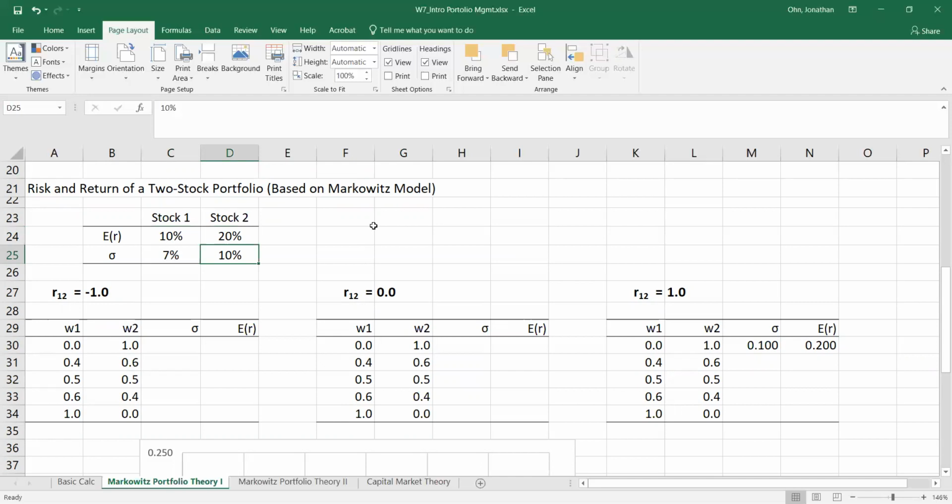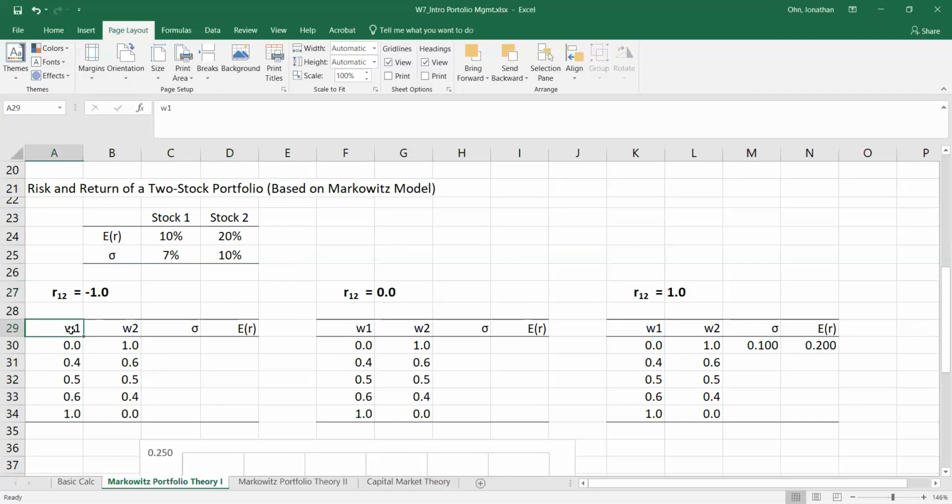Let's do this experiment. Suppose these two stocks have a correlation coefficient of -1, then 0, and then +1. All right, let's do this one here.